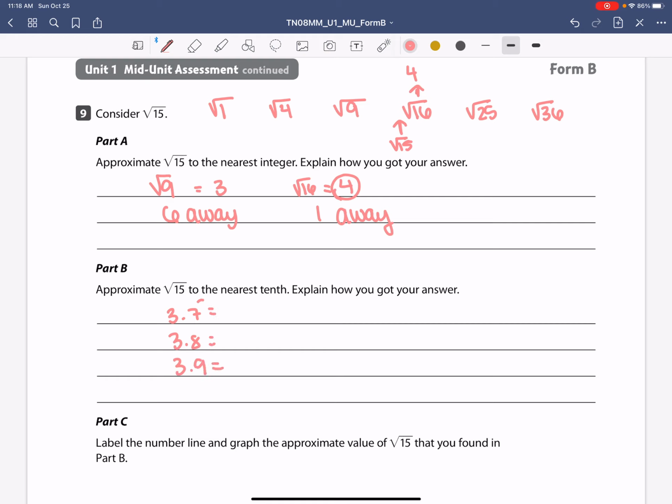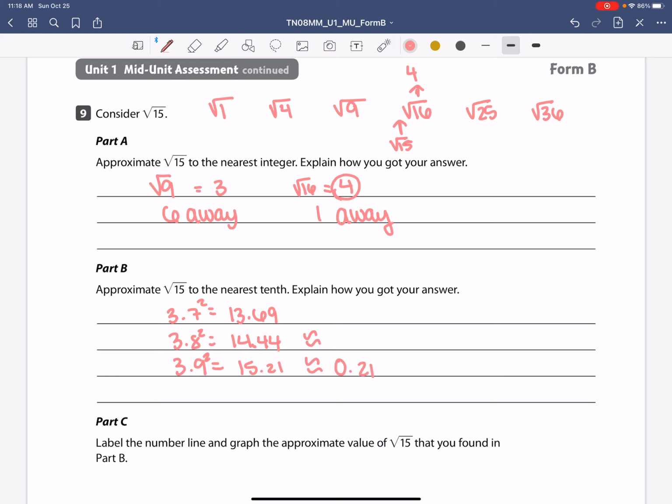All I'm going to do with these numbers is square them. 3.7 squared is 13.69, which is a little off, so we don't want that one. 3.8 squared is 14.44, which is close. And then 3.9 squared is 15.21. So the one that's closest to 15 is, of course, 3.9, because it's only 0.21 away.